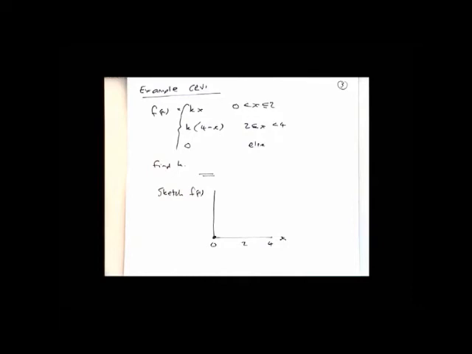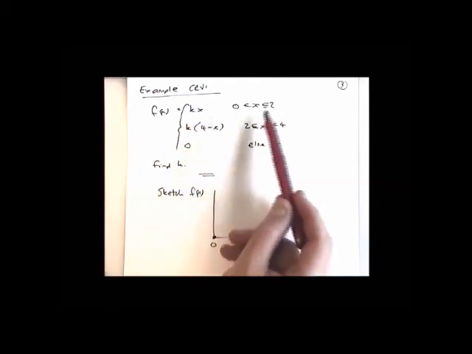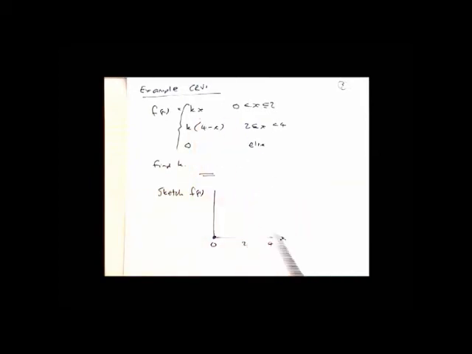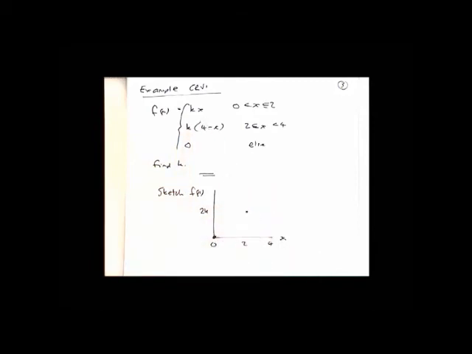Now, looking at the top bit here, what's the value of f of x when x is equal to 2, which is the end of this interval? When x is equal to 2, what's the value of kx? 2k, yeah, okay. So here, it goes up to 2k. And what sort of curve is it between 0 and 2? It's a straight line, yeah. y equals kx, it's a straight line. So that looks like that.